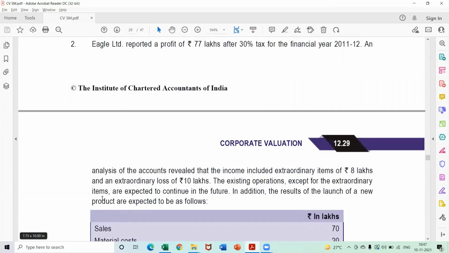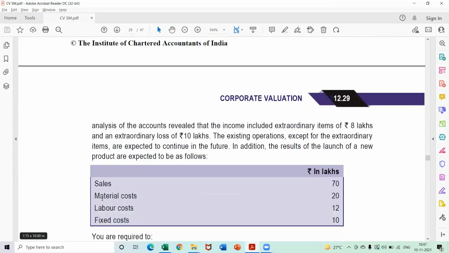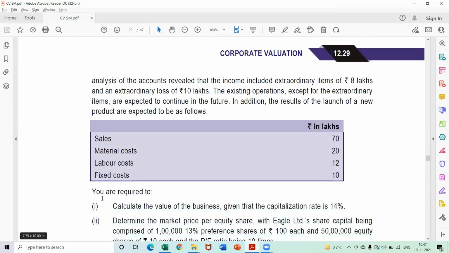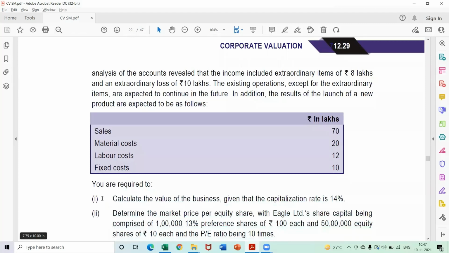See, there's a company called Eagle. It has a profit of 77 lakhs after tax. Okay. And some analysis revealed that there was an extraordinary item of both income and loss. Okay. And the existing operations, except for those extraordinary items, are expected to continue in future. And in addition, there's a launch of new product, and its sales and cost figures are given. So you have to find out the value of business at the capitalization rate of 14%.